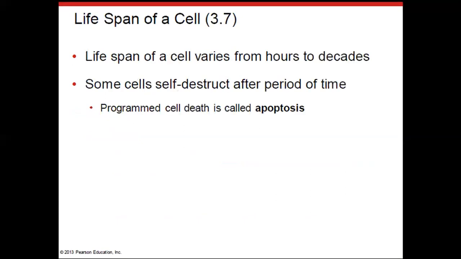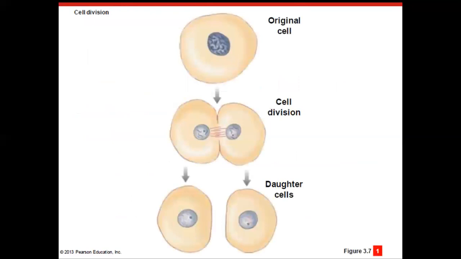The lifespan of a cell basically varies from hours to decades. It depends on the cell. Some cells self-destruct after a period of time. It's called apoptosis. And some cells can live for a really, really long time. This cell division, so here's the normal original cell. And then the division into two cells, this is mitosis. These daughter cells are identical to the parent cell, the original cell.